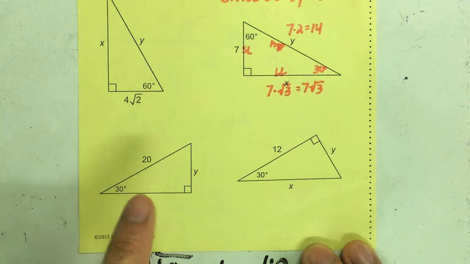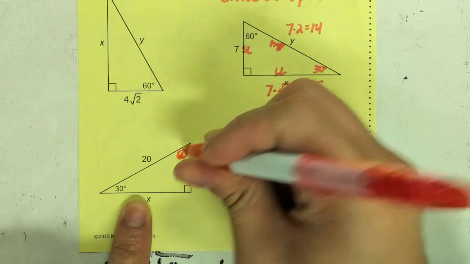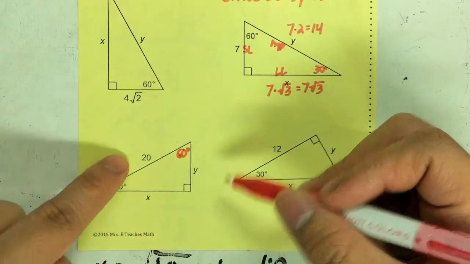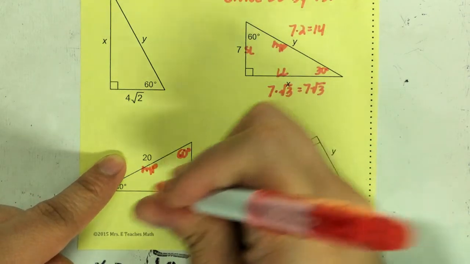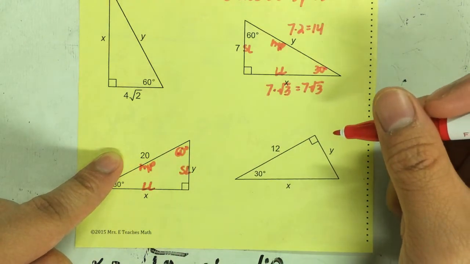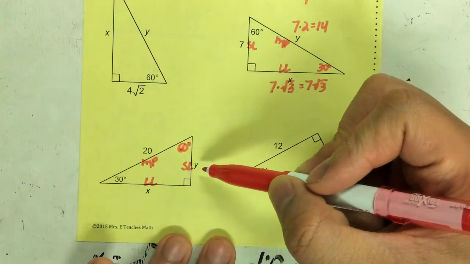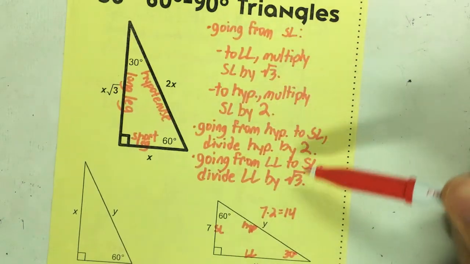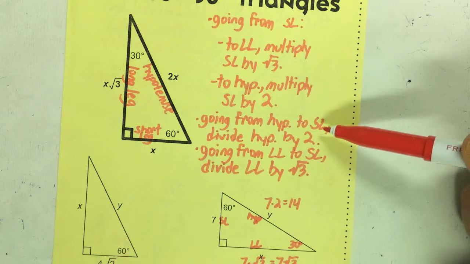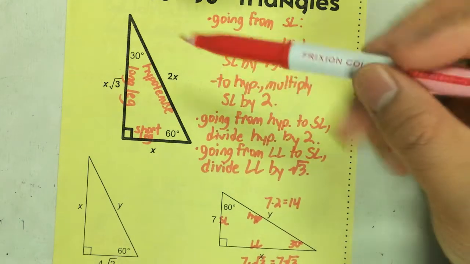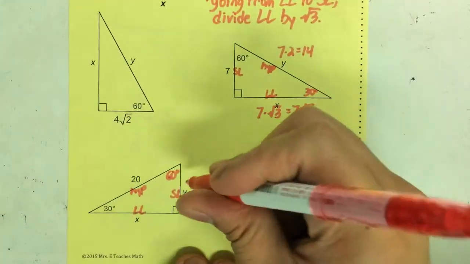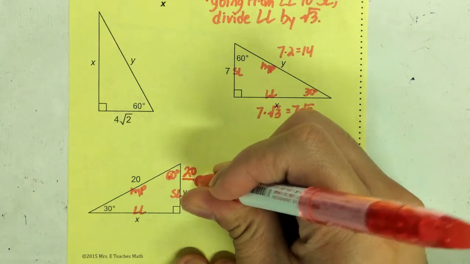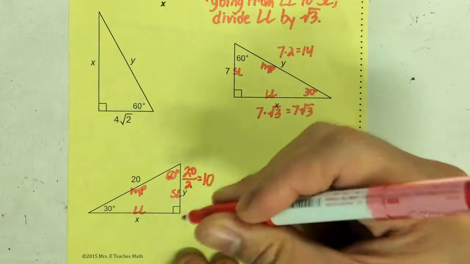Alright, over here, this is 60 degrees. Here's my 30, 60, 90. We have a hypotenuse of 20. Y over here is my short leg, X over here is my long leg. From hypotenuse, we're going back to short leg. From hypotenuse to short leg, divide hypotenuse by 2. From 2x back to x, we divided by 2. So over here, 20 divided by 2 equals 10.